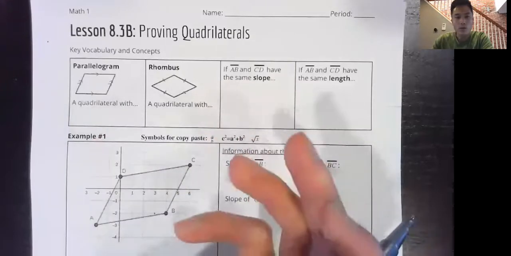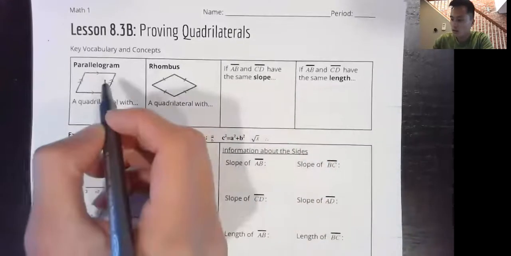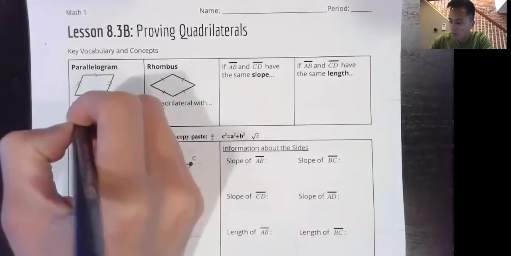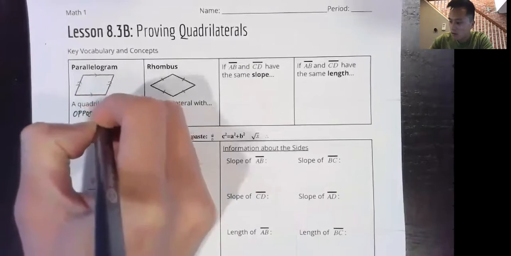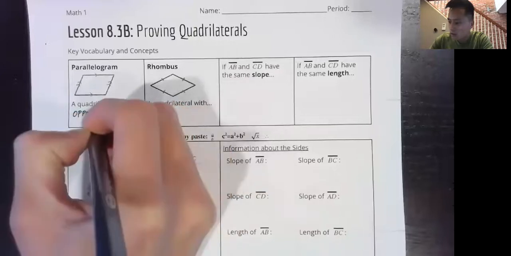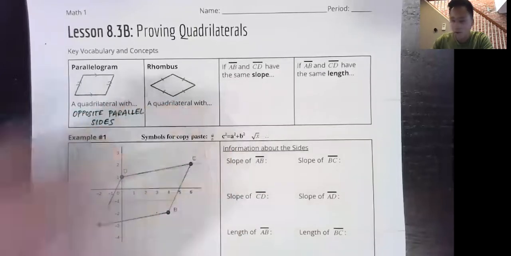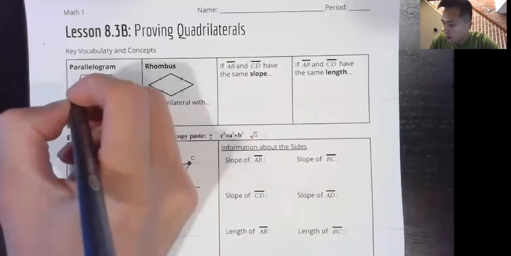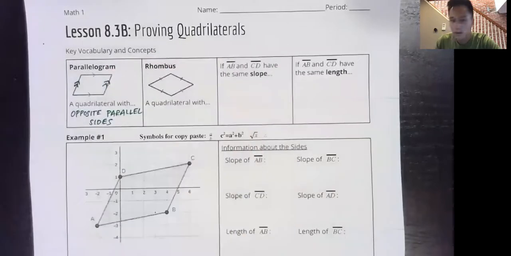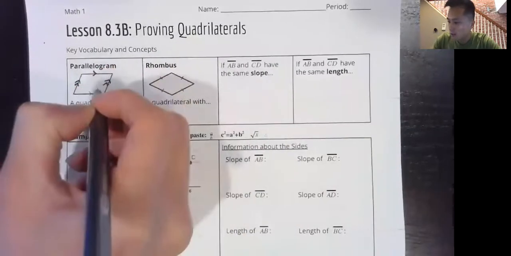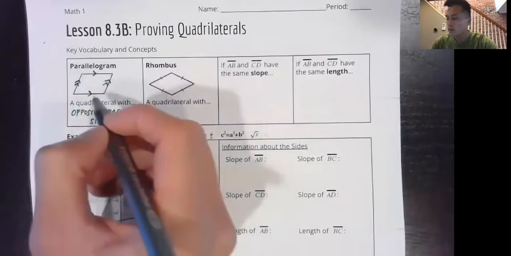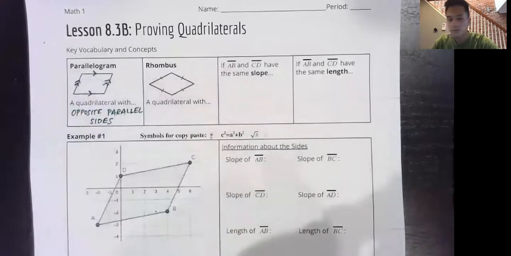First, let's review two of the types of quadrilaterals that we've learned. The first is a parallelogram, and that's going to be a quadrilateral with opposite parallel sides. So that means that this left side is going to be parallel to this right side. This top side is going to be parallel to this bottom side. Those are the pairs of opposite sides. And these little arrows show that they're parallel.